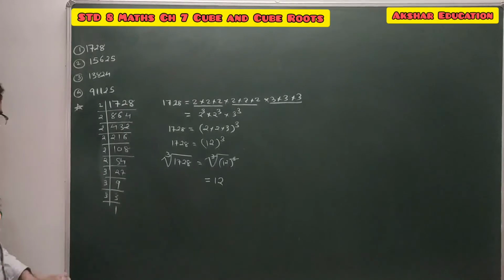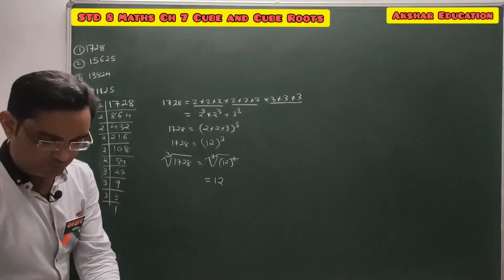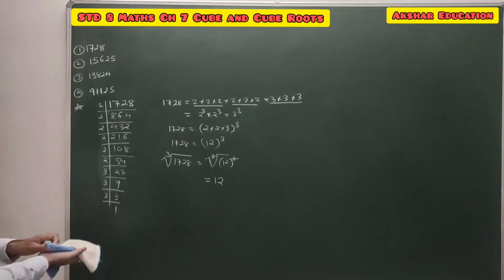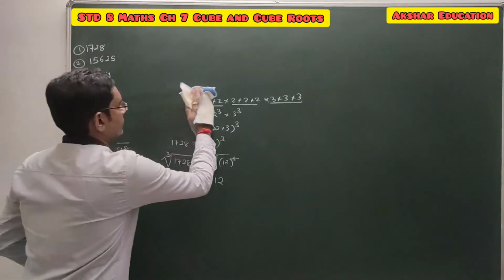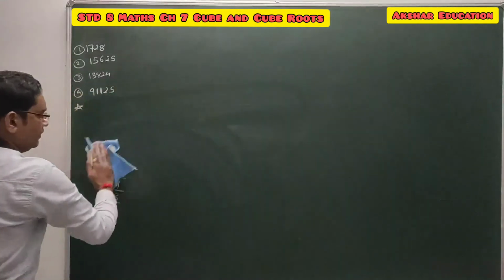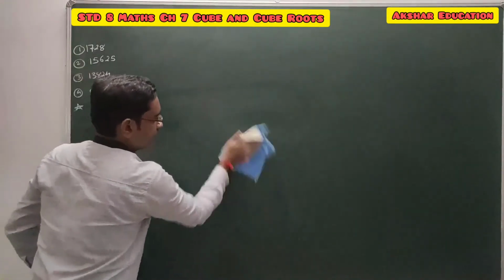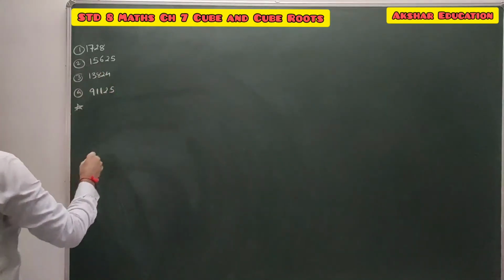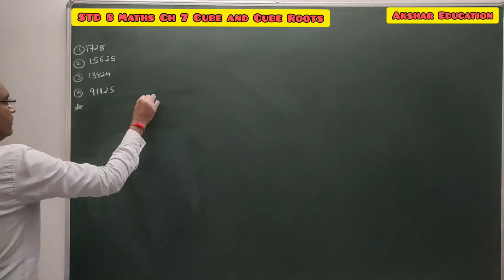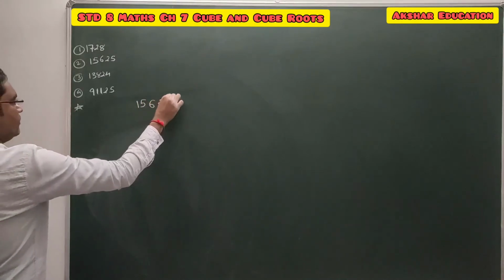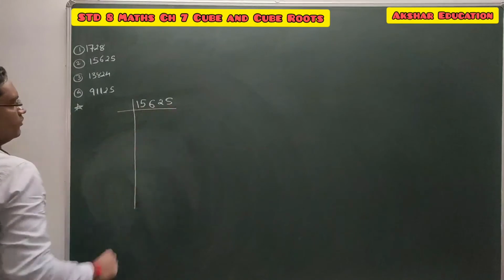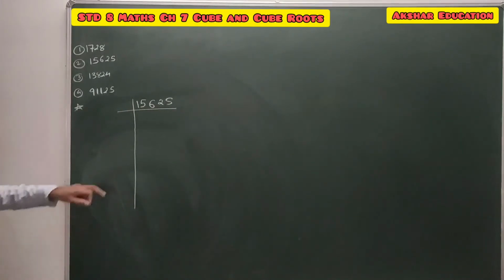Clear students? This is how you can find the cube root of any given number. Pause the video and note it down. Now second sum, we have to find the cube root of the given number, 15625. So here prime factorization, the unit place digit is 5.